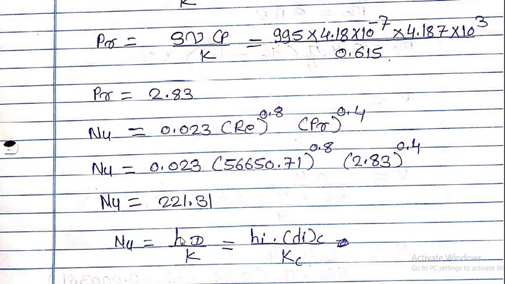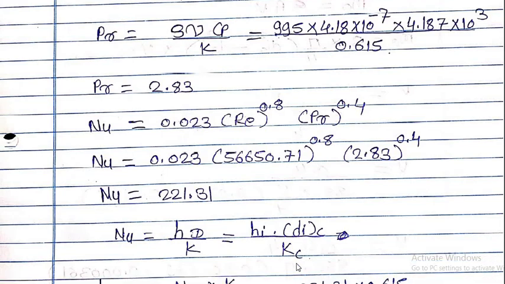h is the heat transfer coefficient, D is the hydraulic diameter, and k is the thermal conductivity. We have considered the hydraulic diameter for the copper tube as the inner diameter of the copper tube, and we have to calculate the inside heat transfer coefficient. Inside the copper tube, that is water, the heat transfer coefficient we have to calculate. So h_i is the inside heat transfer coefficient multiplied by the hydraulic diameter, the inner diameter of the copper tube, divided by k_c, the thermal conductivity of the cold fluid, that is the thermal conductivity of water.